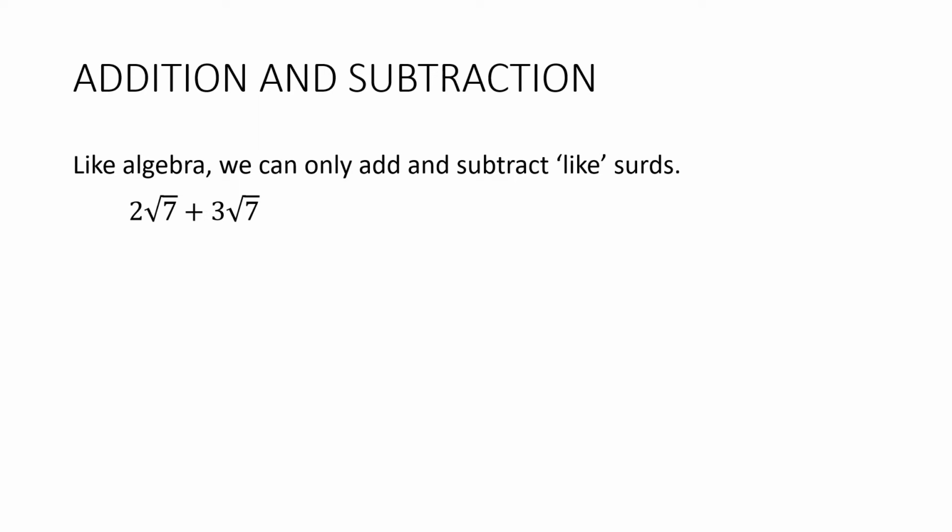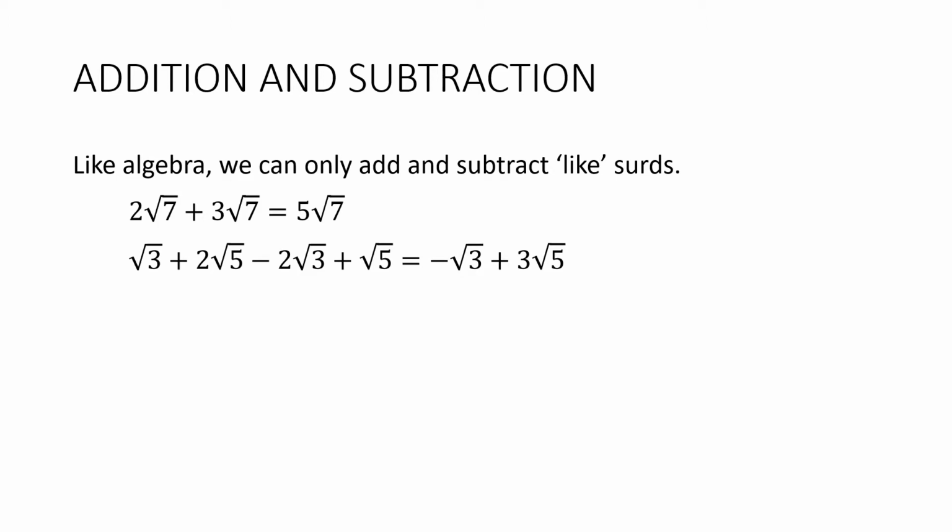Now like algebra, we can only add and subtract like surds. So if I've got 2 root 7 and I want to add on another 3 root 7, I'm going to get 5 root 7. We might have a question like this where we've got different surds. So in this case, we're going to have root 3 take away 2 root 3. So that's negative root 3. And we've got 2 root 5 plus root 5, which is 3 root 5. So the answer is negative root 3 plus 3 root 5.